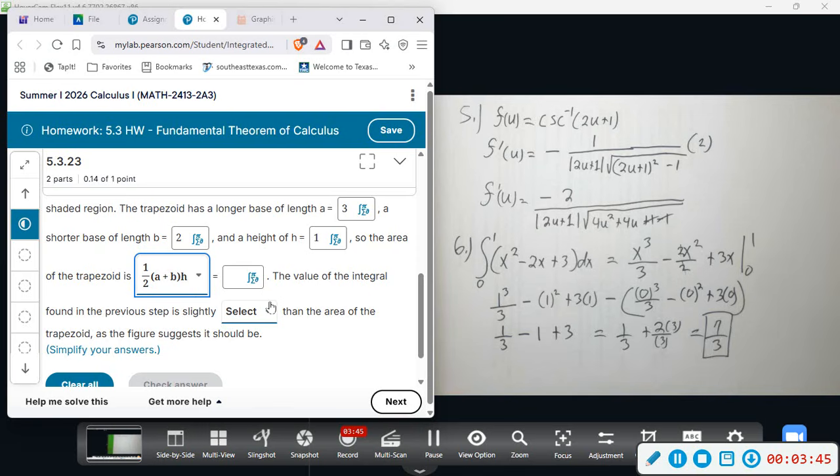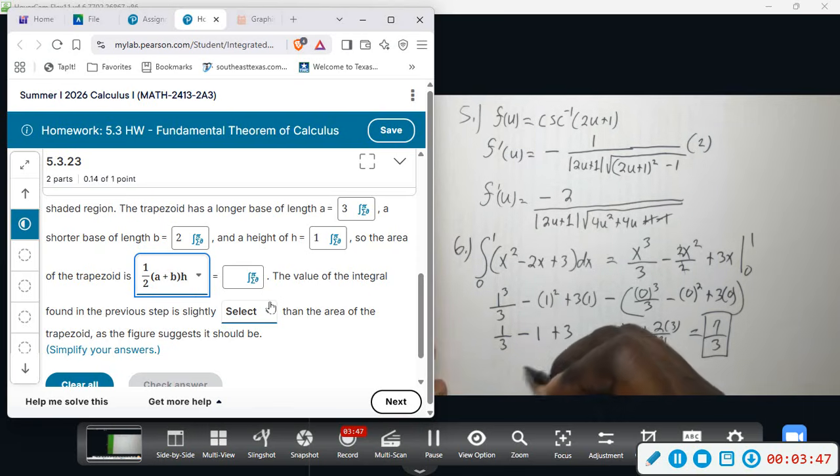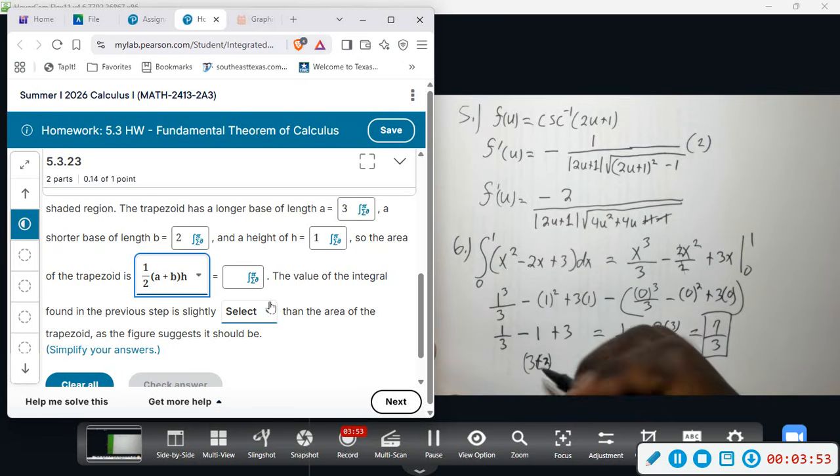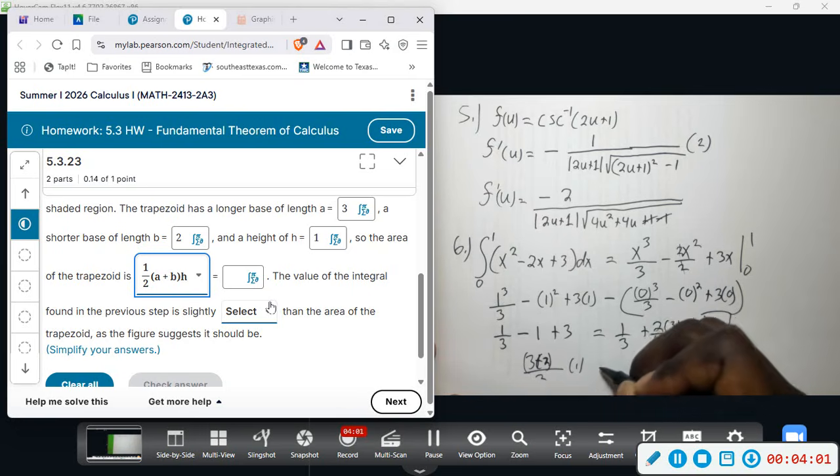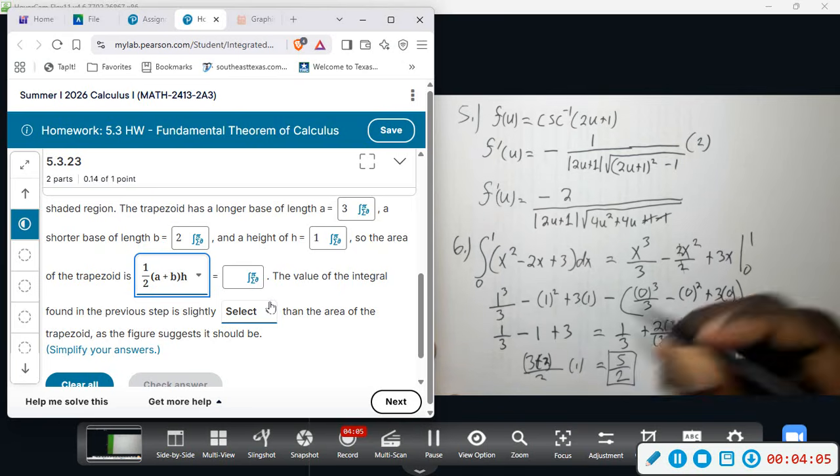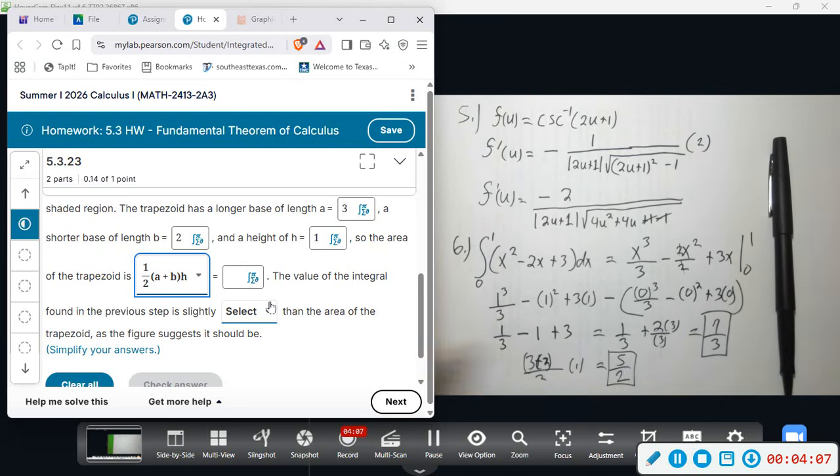And that would be equal to, so if we use those numbers, we had 3 plus 2, sorry, base 1 plus base 2, divided by 2 times the height, which is 1. 3 plus 2 is 5/2, which is just 5/2 when we multiply by 1. So using the trapezoid formula, we get 5/2.